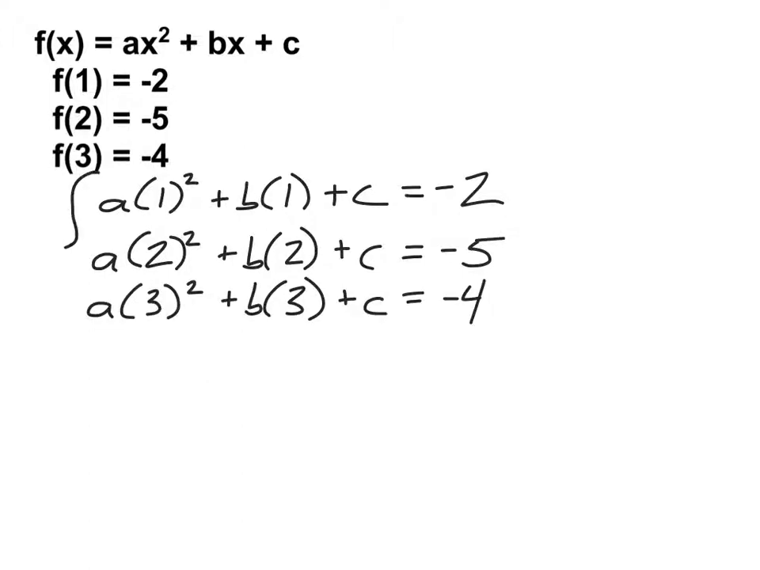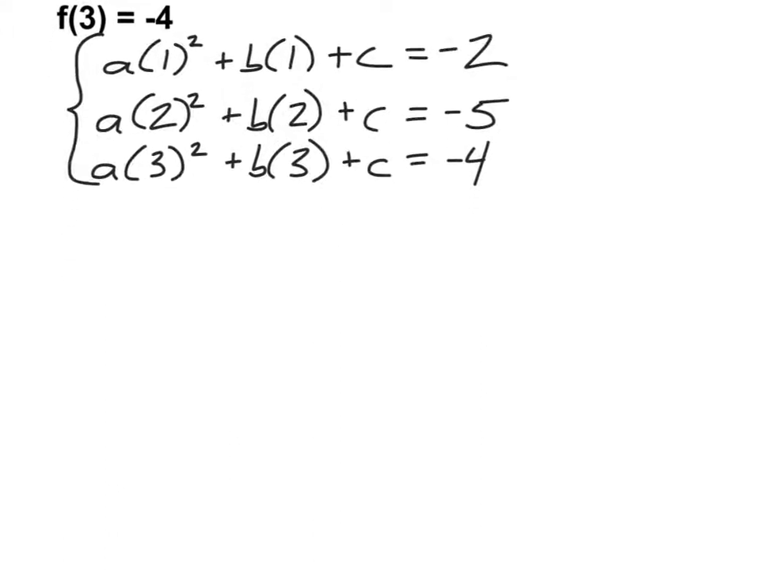Now what we've formed then is a system of equations, because all of these are talking about the same a, b, and c values. That's why I put the curly bracket around it, because it's saying we're dealing with all the same values. Now, I do want to go ahead and simplify each of those equations.